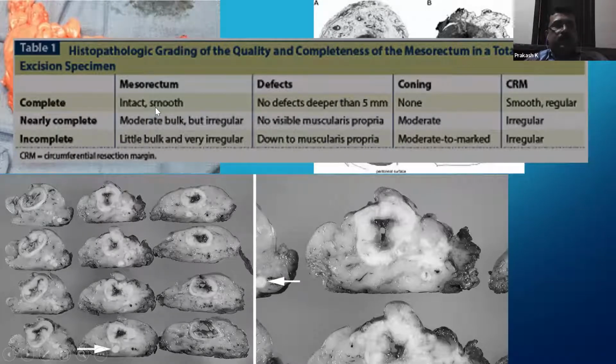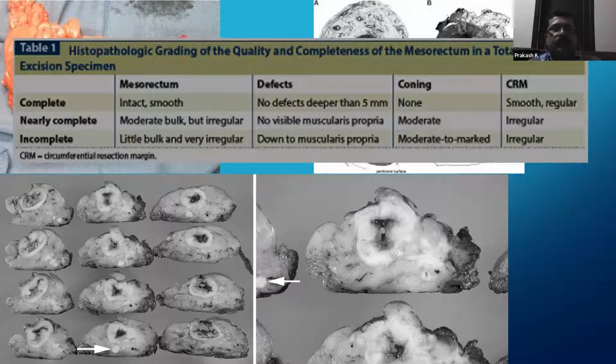Complete means, it's not necessary to discuss, it should be an intact and smooth, shiny mesorectum, and there should not be any defects more than 5 millimeters, and there should not be any coning, and it should be smooth and regular. That means that the entire mesorectal envelope should be covered and should be shiny and smooth.